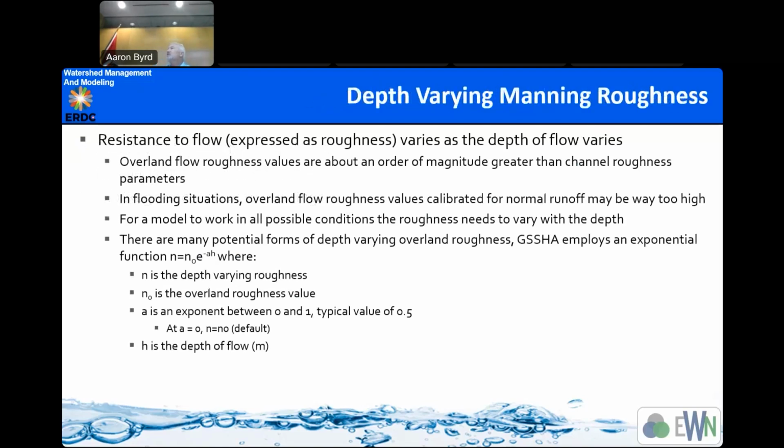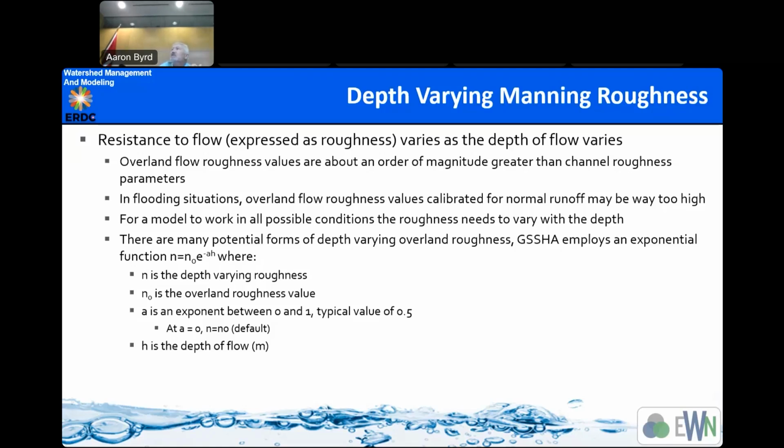So the depth-varying Manning's roughness: resistance to the flow, especially the roughness, varies with the depth as the water varies. We know the overland flow roughness values are about an order of magnitude greater than channel roughness parameters. And where a problem comes, you think about hydrology, you think about flows on the overland of millimeters to centimeters maybe. And that's water running off in a normal kind of fashion. But if you have floods, you might have a meter of water on the ground, say 2 meters, whatever.